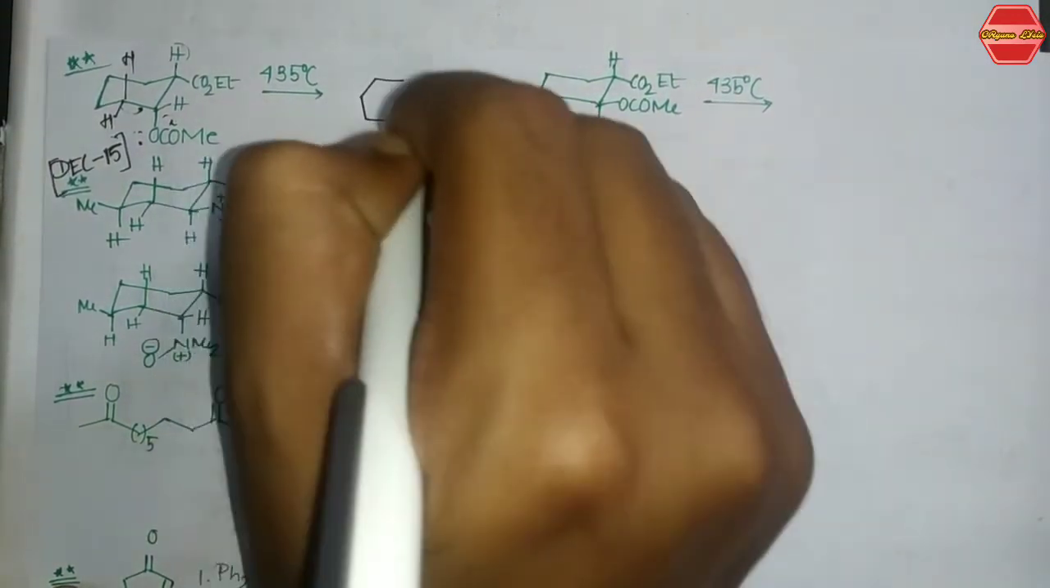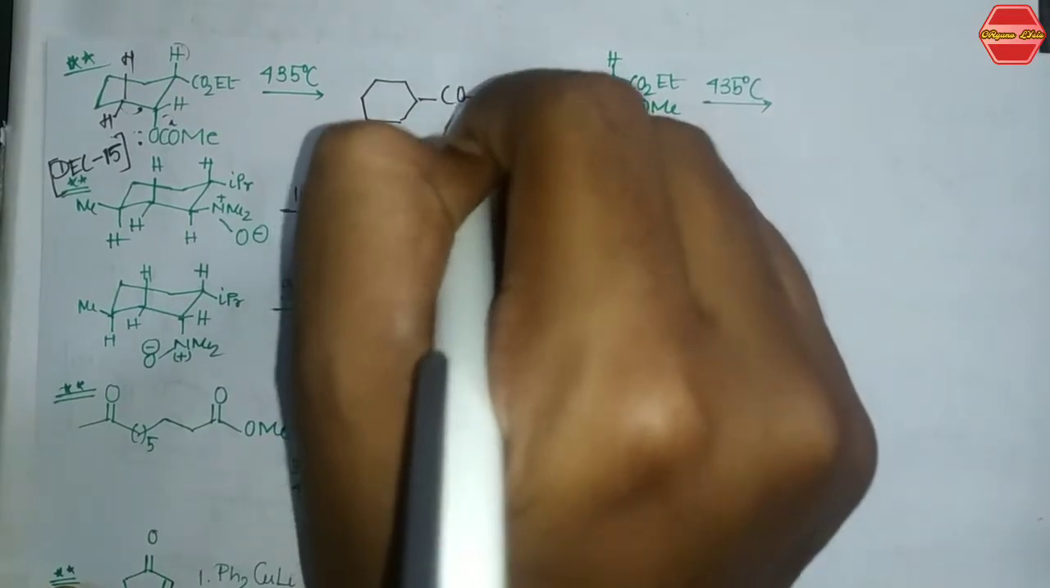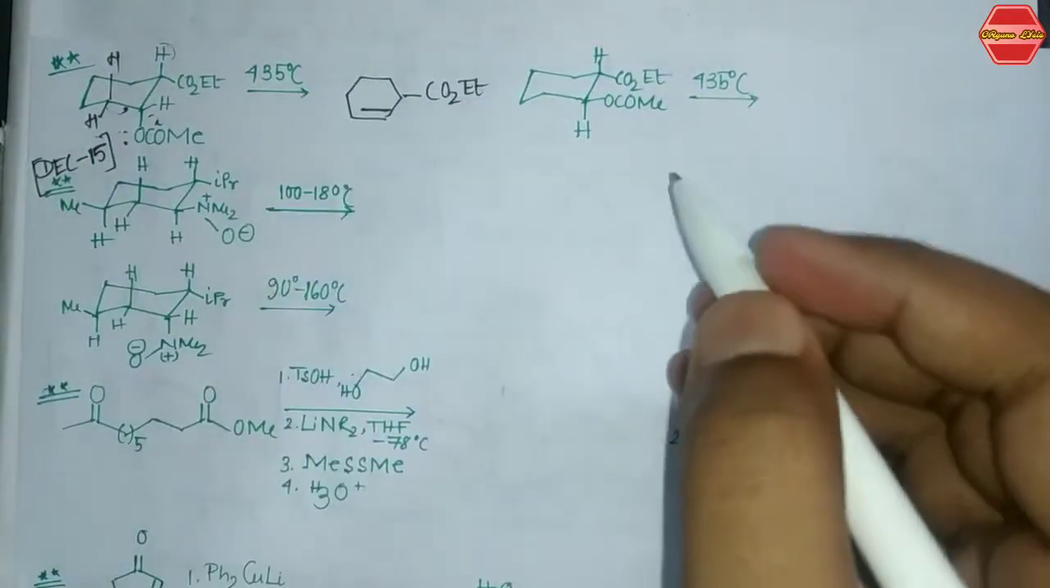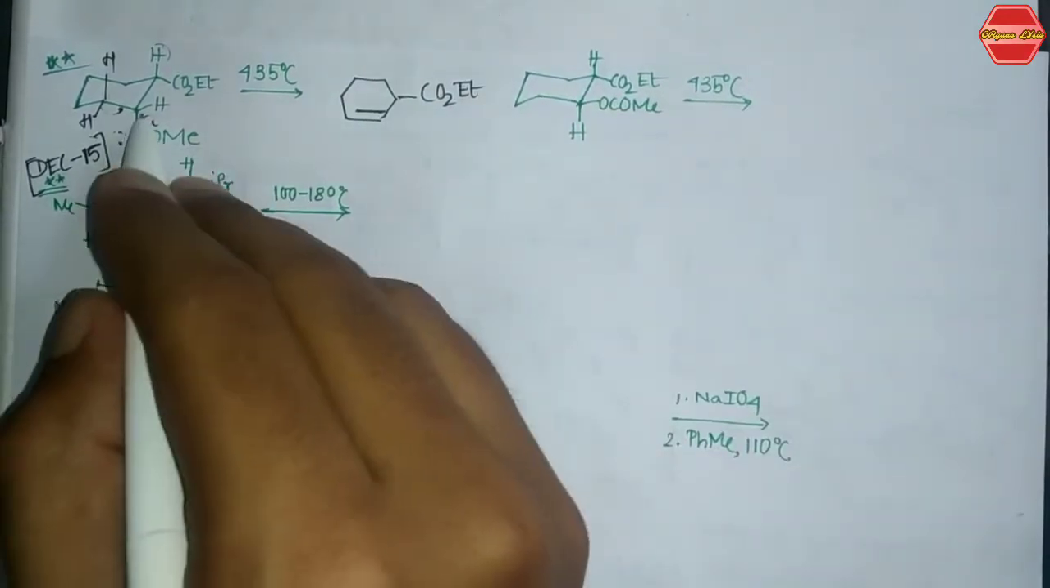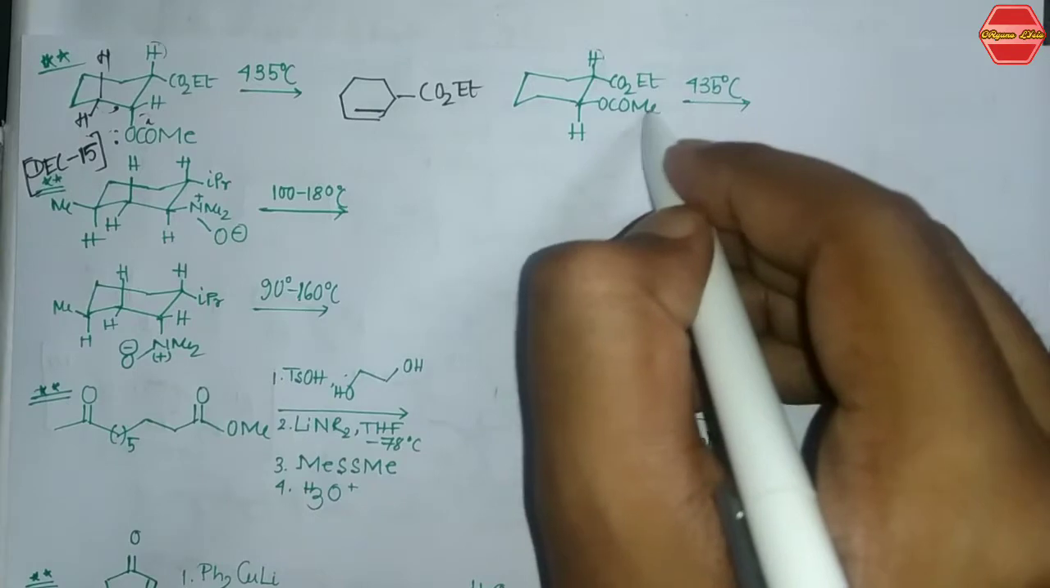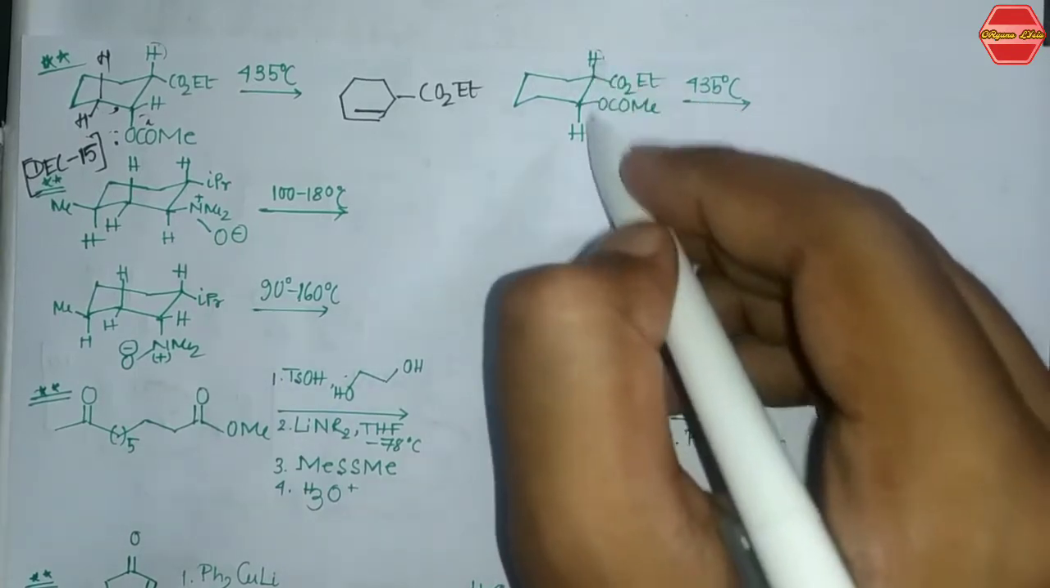The final product is CO2Me, and this one, right? So this is your product. Now if you change this OCOMe position in this way, you can see this hydrogen and this OCOMe group are syn to each other.